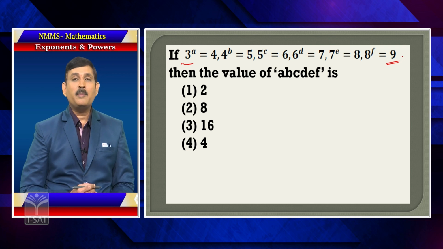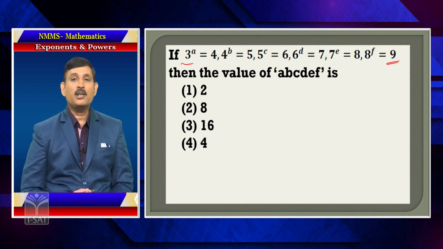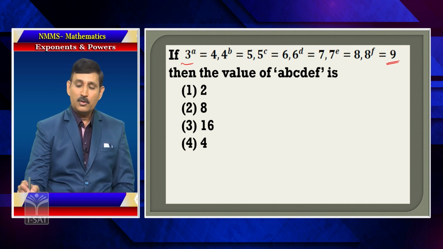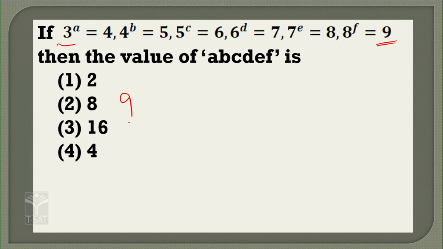సో ఈ రెండింటి మధ్యలో సమ్ రిలేషన్ ఇఫ్ యూ కెన్ ఎస్టాబ్లిష్, యూ కెన్ డూ ఇట్ వెరీ ఈజీలీ. సో మొట్టమొదట 9తో స్టార్ట్ చేద్దాము. 9 ఈజ్ వాట్? 8 పవర్ ఎఫ్. బట్ వాట్ ఈజ్ 8? 7 పవర్ e.